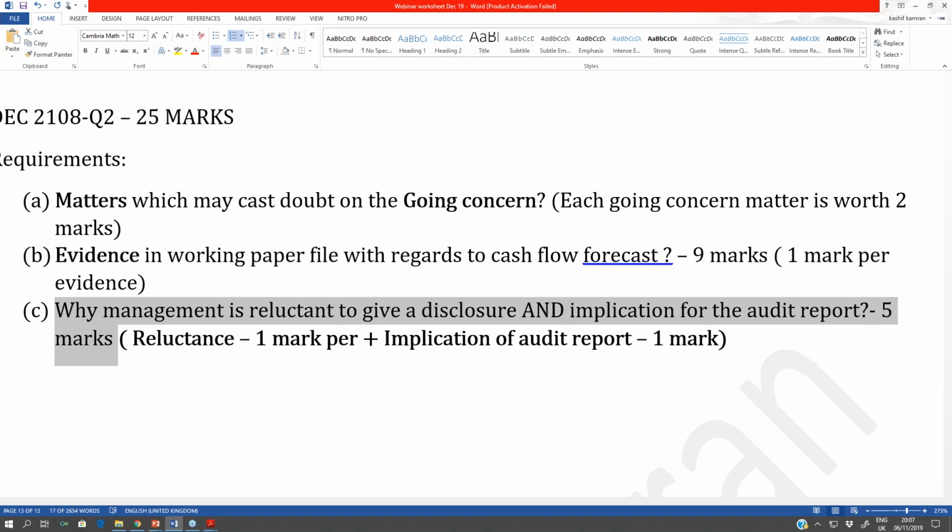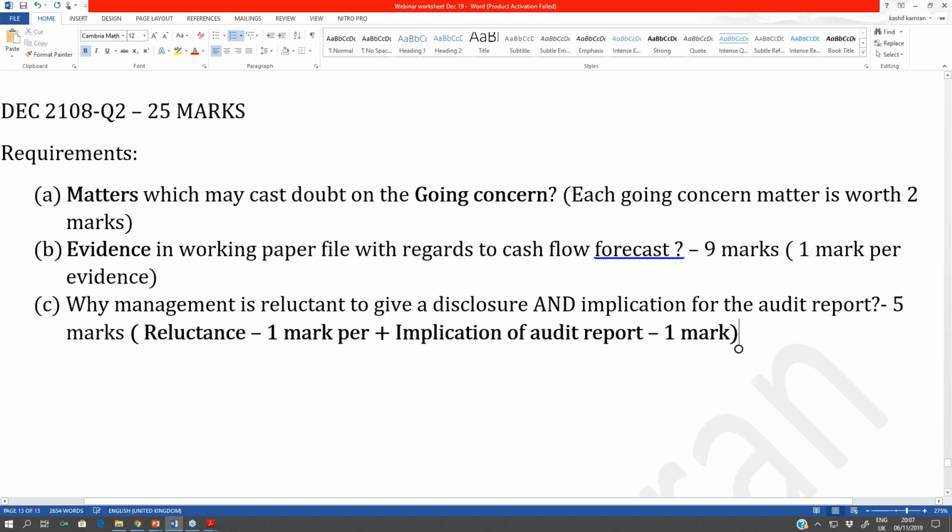Now, I hope you realize the importance of planning. We had 25 marks, so we have approximately 48 minutes in the exam hall to do a 25 marks question. And 1/4 of the time should be spent on reading and planning. I hope you remember the rule of 1.95 and you follow the rule of 1.95.